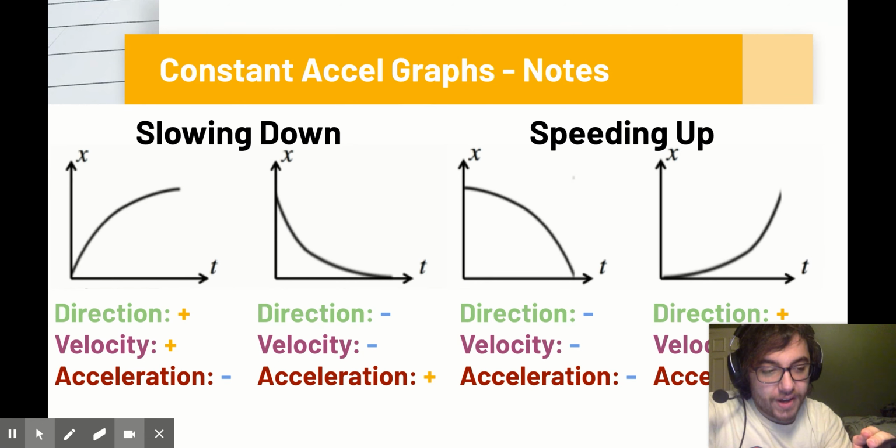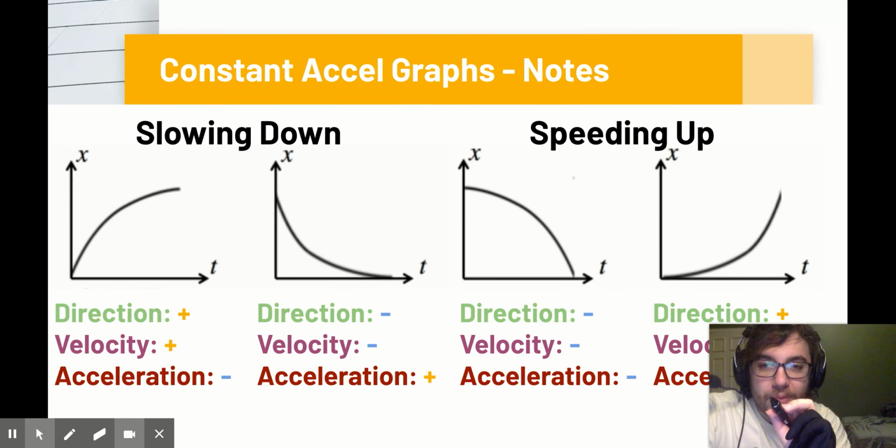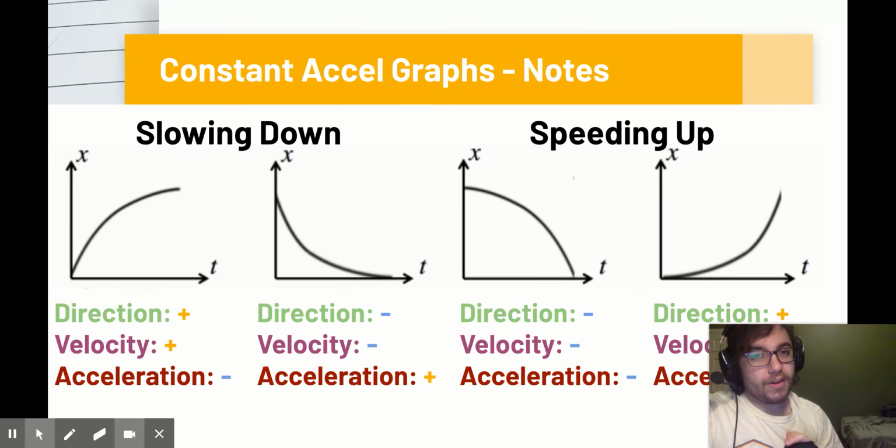But now I want to show you what these position versus time graphs look like in a velocity versus time manner. So drum roll, please. It's time for the moment you've been waiting for.